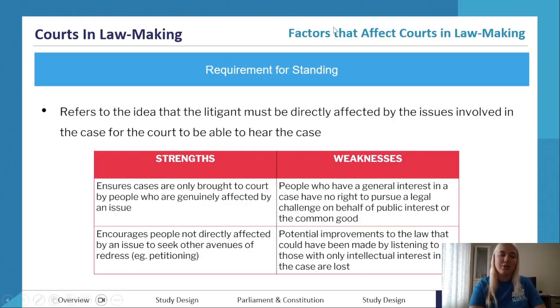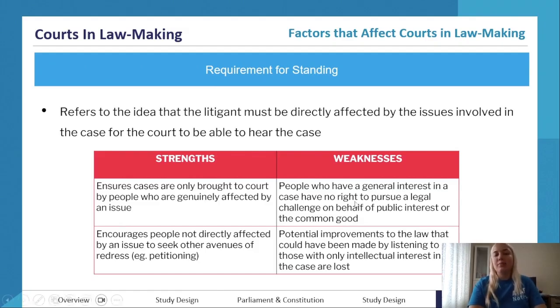So strengths include that only cases can be brought to court by people who are generally affected by an issue, that their rights have definitely been breached in some kind of way. And it also encourages people not directly affected by an issue to seek other avenues of redress rather than creating a burden upon the courts. So, such as starting petitions or demonstrations or talking about it on social media, basically just trying to get the government's attention or, you know, raise awareness so that someone with standing does go to court.